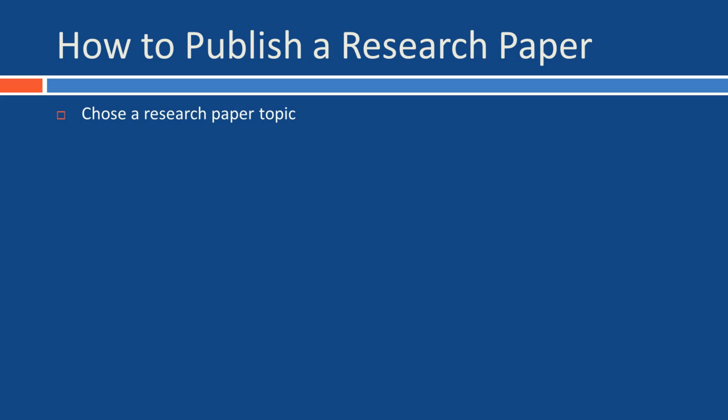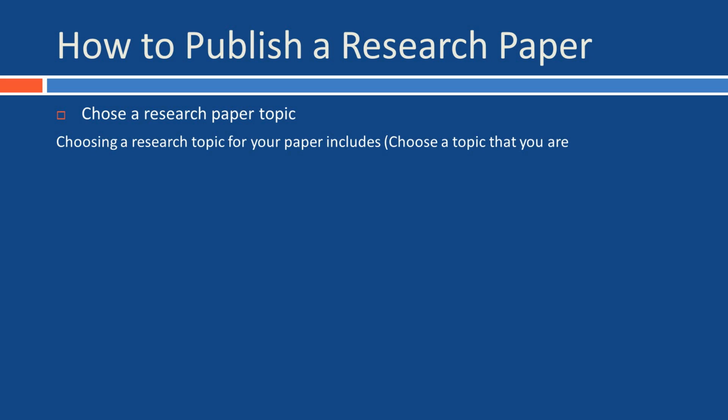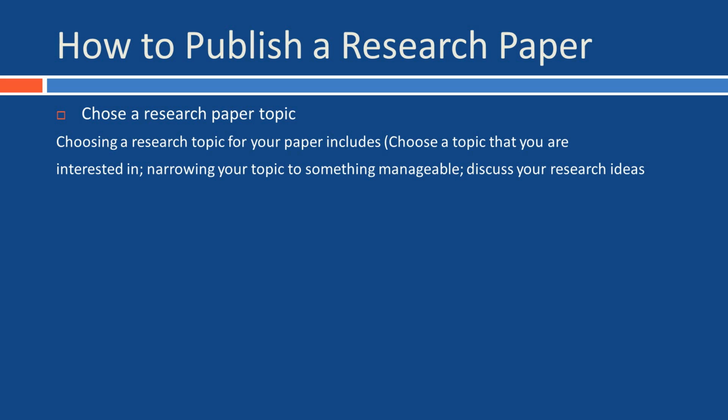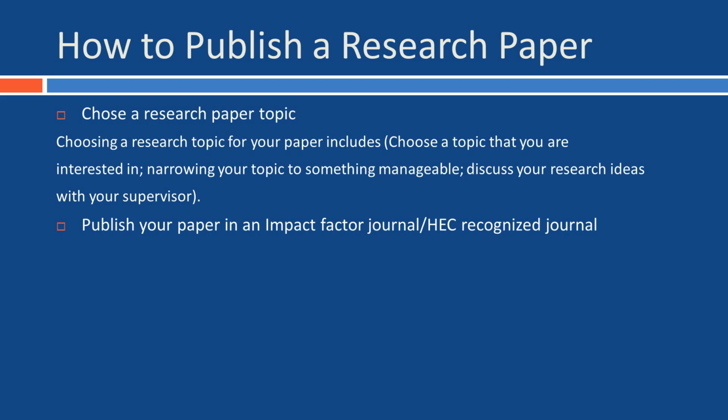First of all, we have to choose a research topic. Choosing a research topic for your paper includes choosing a topic that you are interested in, narrowing your topic to something manageable, and discussing your research ideas with your supervisor. Then publish your paper in an impact factor journal or HEC recognized journal. You can see HEC recognized journals on the HEC website.